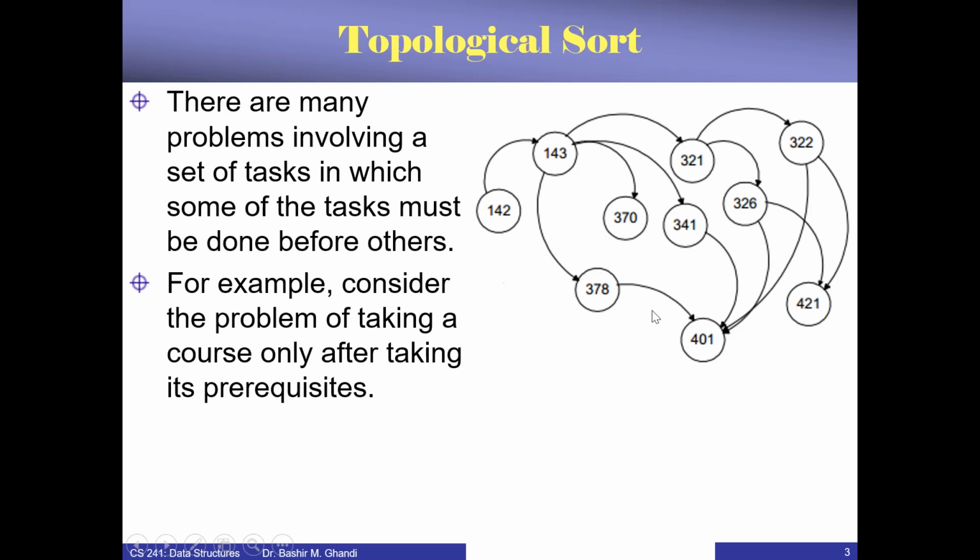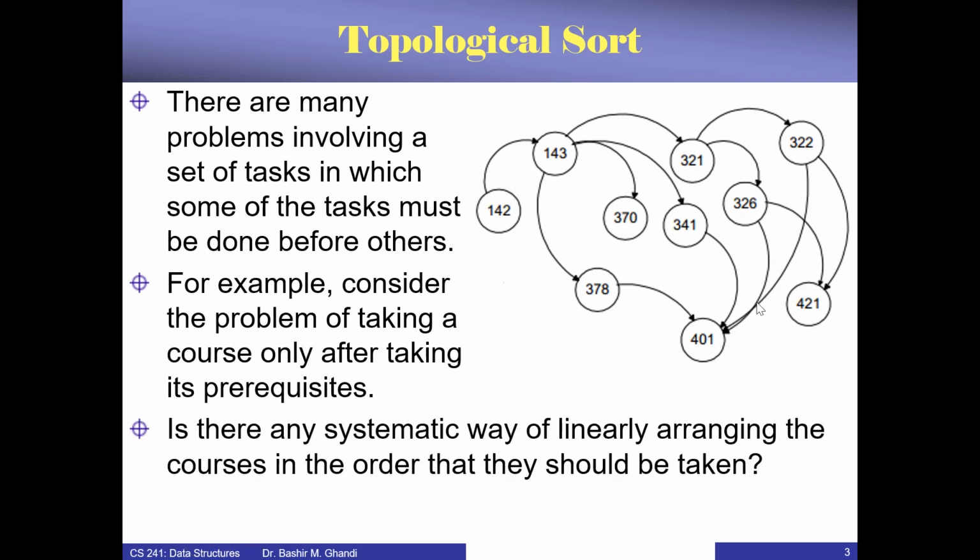Now, if you are given a graph like this, it may be difficult for you to say, for example, what are the prerequisites to 341 directly. Wouldn't it be nice if we can have the courses listed linearly so that the prerequisite courses will appear first in the list before the courses that require those prerequisites? So rather than as a graph, let us have them as a linear list. This is basically the idea of topological sort.